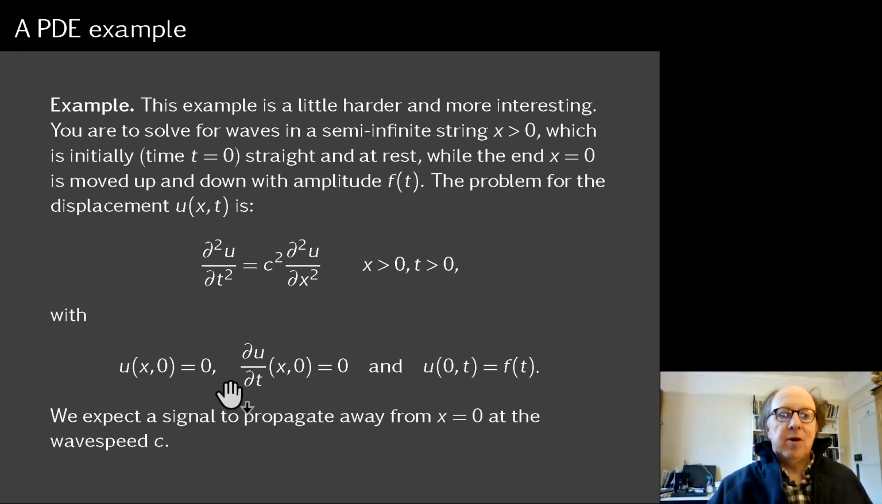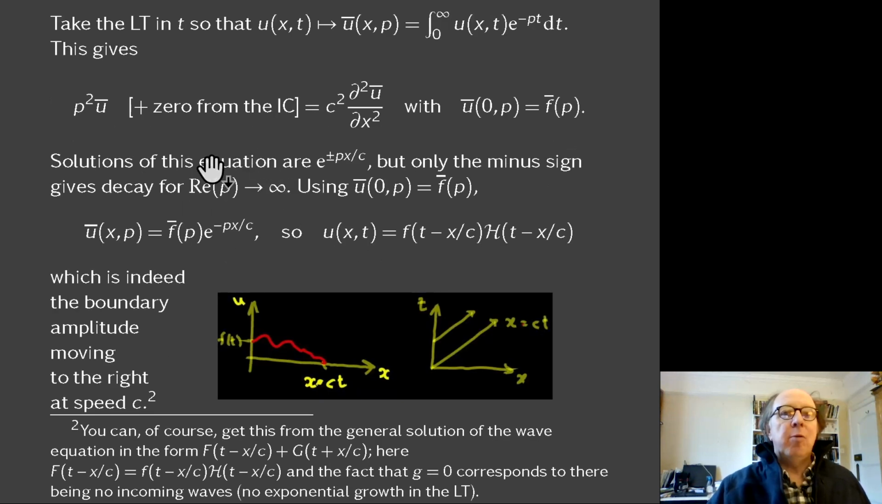So there we are, there's the wave equation. There's the initial condition u of x and 0 equals 0, put t as 0. du by dt of x and 0 is 0. u of 0 and t is f of t, the boundary amplitude. So what we're going to do is we're going to take the Laplace transform in time. Now, what does that mean? It says u of x and t goes over to u bar of x and p, so we're going to integrate in time the integral 0 to infinity u of x and t e to the minus pt dt. So don't get confused because we've been using x here before, now we're doing it in the time variable.